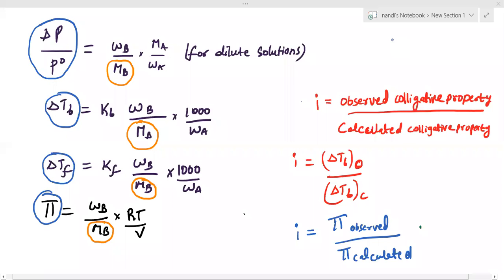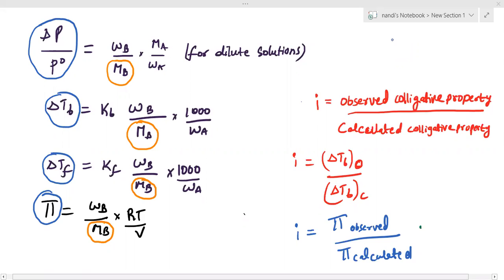So in this video, we are going to be discussing colligative properties and the relationship between colligative property and the molecular weight of the solute. When we have the same concentration and the same i value, how do we calculate those cases? So we'll see how that depends.